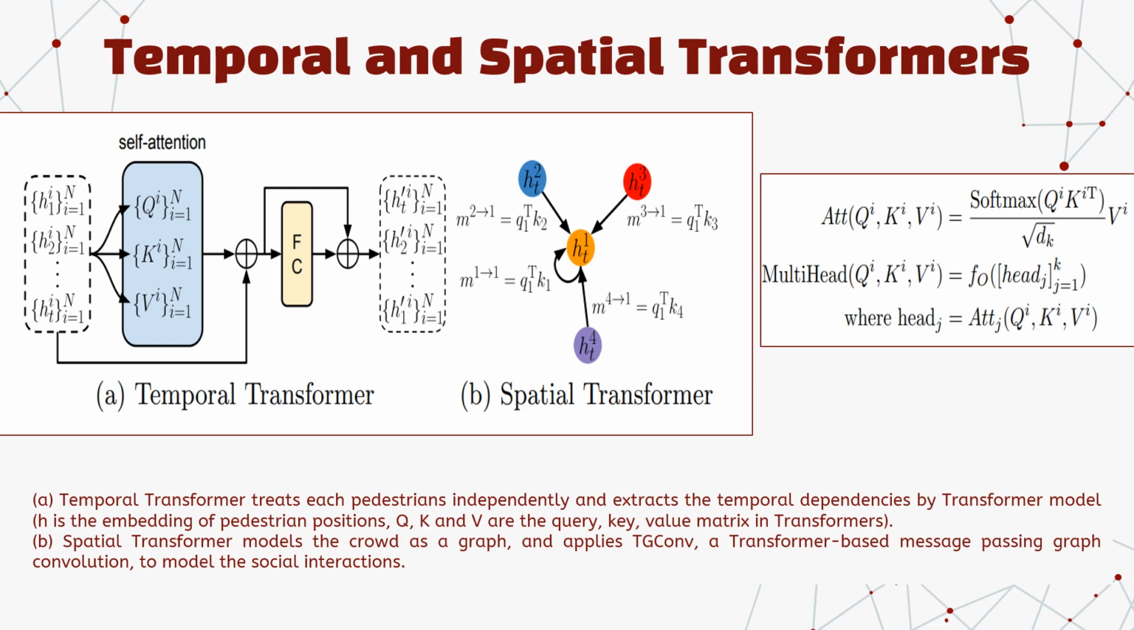Attention of QKV, multi-head QKV, where FO is a fully connected layer that merges the K heads, and j indexes the jth head. The final embedding is generated by two skip connections and a final fully connected layer.